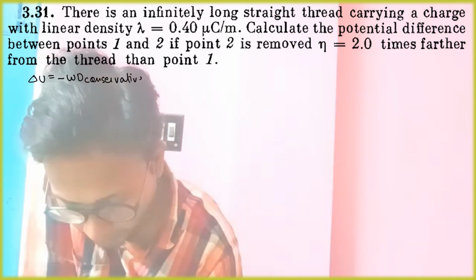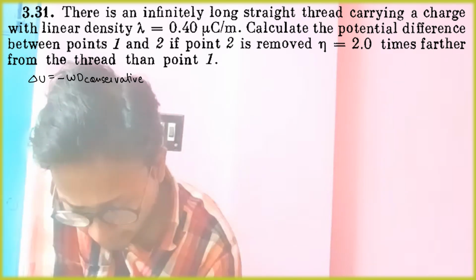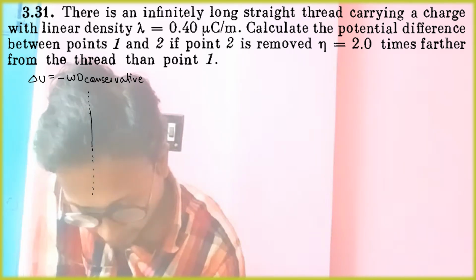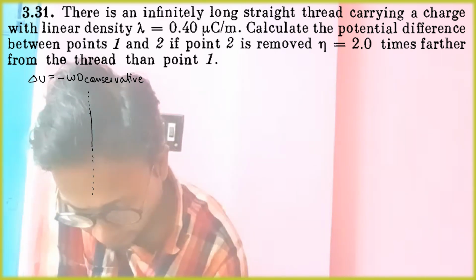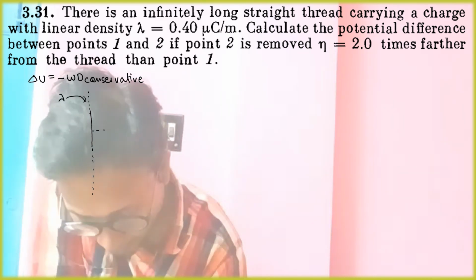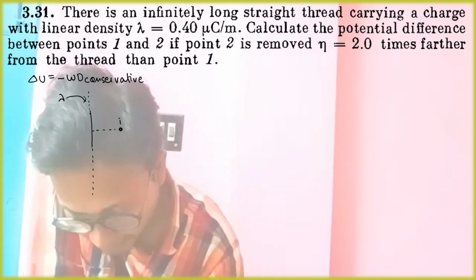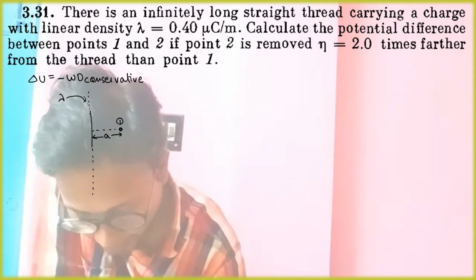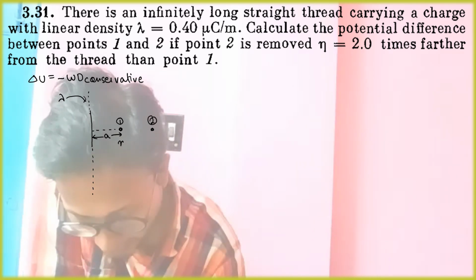Now let's read the question. In this question, what is given is that it's an infinite charge carrying wire. The charge density is given by lambda. Now at distance a, let this be point 1 and this is distance a. And there is another point 2 which is at distance n into a.